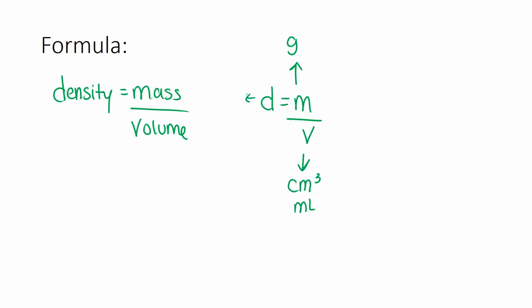So density has two options right now: grams per centimeter cubed if you're using a regular object, or grams per milliliter if it's an irregular object. So we're going to see that in some examples here momentarily.